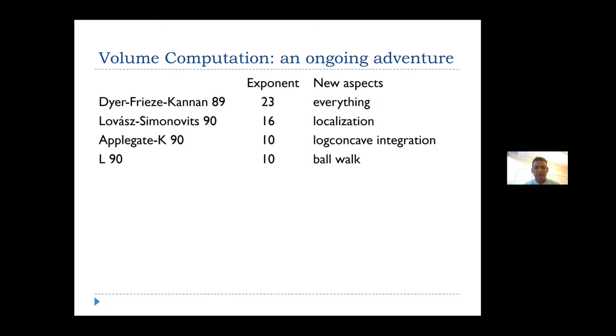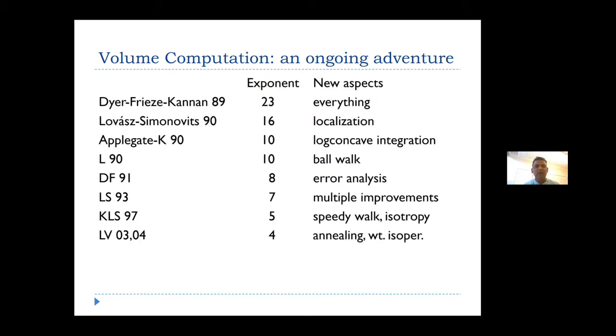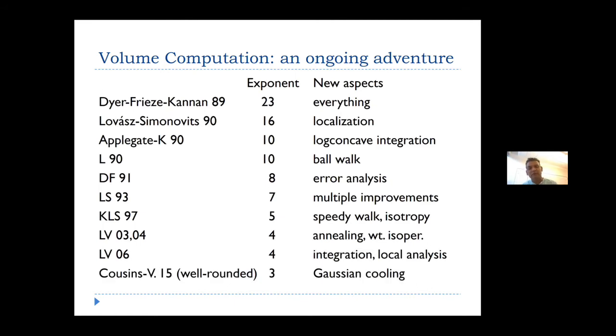And I won't go through everything in this slide, but all I'm putting up there is the exponent of the complexity of volume computation. And perhaps the most interesting thing is that every improvement came with some quite general techniques and interesting new mathematics. The last line here, we'll be talking about in more detail, is for a special class of convex bodies called well-rounded convex bodies, which are convex bodies with the property that this capital R is order of square root n.